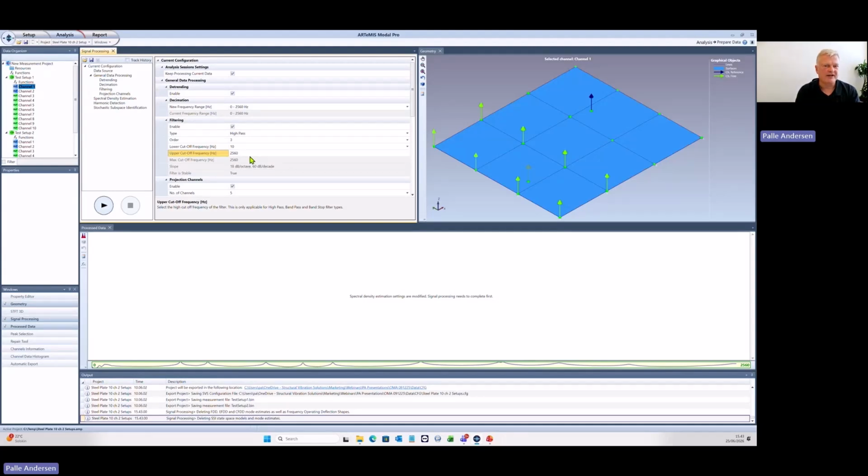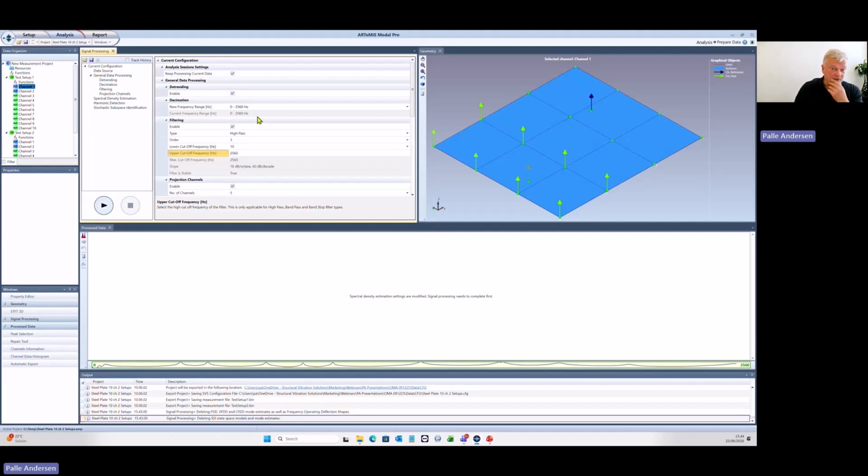It's very often I do this. Also, if you have some high values around 0 Hertz at DC, it's a really good idea just to get rid of them by introducing a very low order and low frequency high pass filter. This is just one way of getting rid of that.